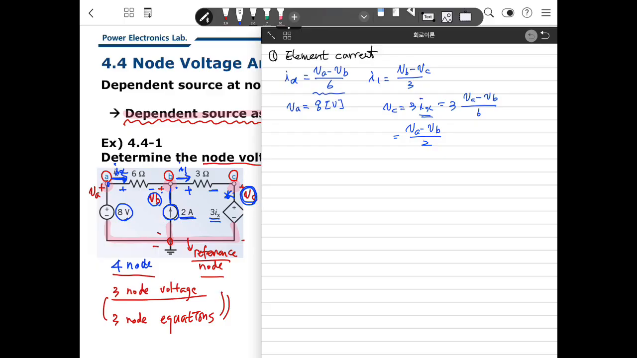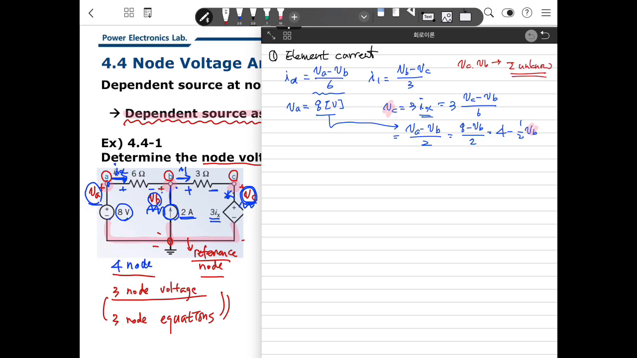Then we know about that here, right in here. Then (VA minus VB)/2 gives 4 minus half VB. So we have three unknown variables, VA, VB, VC, but based on here, we already know VA, and the remaining unknown values are VB and VC. So we need node equations for VC and VB, which are two unknowns.